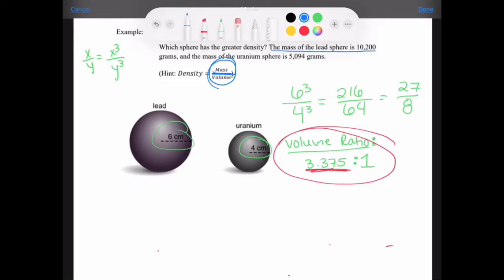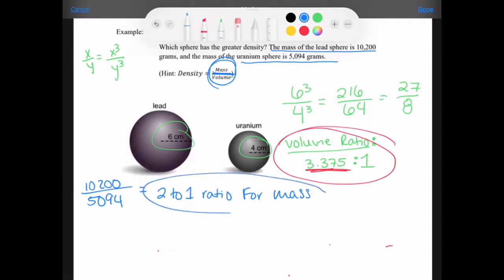So the mass of the lead is 10,200 and the mass of the uranium is 5,094. So 10,200 over 5,094 tells us that we have a 2 to 1 ratio for mass. Okay, so this is our volume ratio circled in red, and this is our mass ratio circled in blue. So what does this tell us?